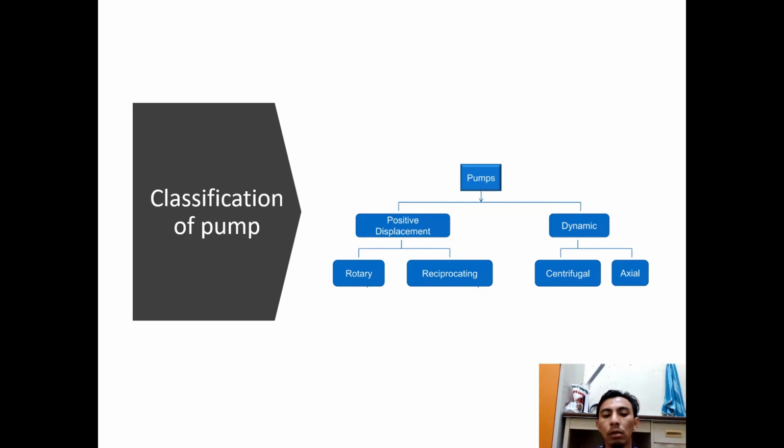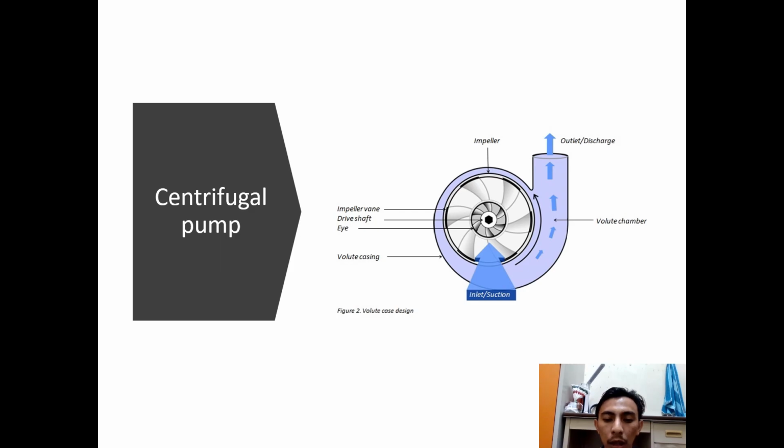As you can see here is a centrifugal pump where the fluid joins at the inlet and then rotates the impeller, and through the volute casing it goes up to the outlet discharge, where it converts kinetic energy into pressure energy.